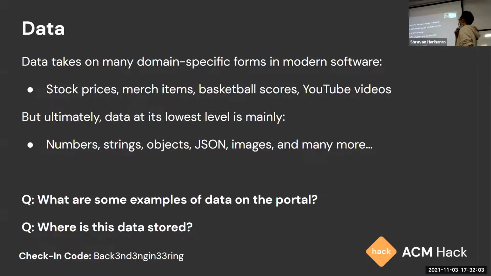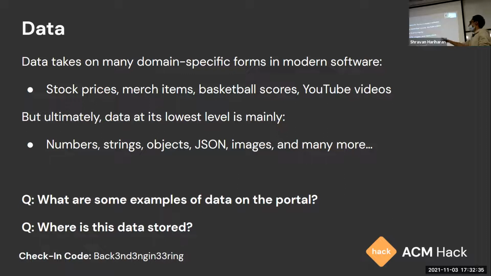Anything domain specific, like stock prices, merch items, basketball scores, YouTube videos, emails, anything on any software that you use meaningfully has data. But at the lowest level, all data is just binary. Computers understand binary. But at a level higher, we have just numbers, strings, objects, images, JSON. We'll talk about JSON in a bit, and many more.